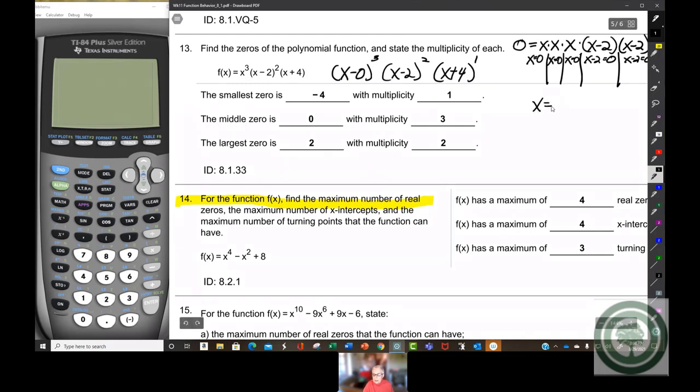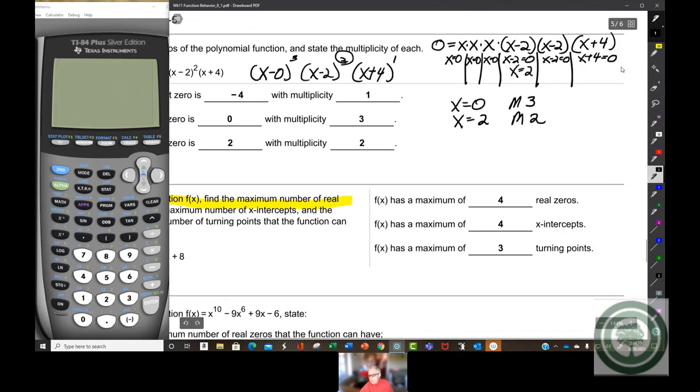Okay, we're going to have x equals 0, and that has multiplicity 3. We're going to have x equals 2, because remember, x minus 2 equals 0 is going to, after we add 2 to both sides, give us x equals 2. And that has multiplicity 2. And then we're going to have x plus 4 equals 0, and when we subtract 4 from both sides, we'll have x equals negative 4. So x equals negative 4 has multiplicity 1.